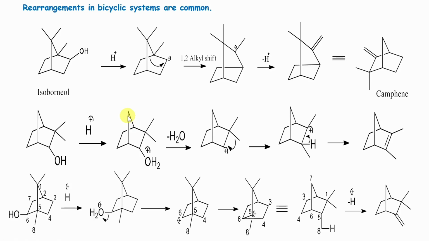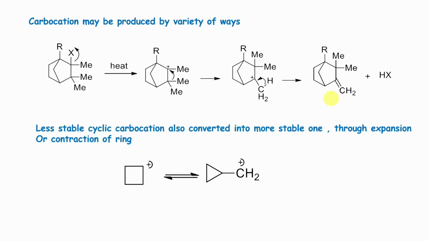So we can say this rearrangement, the Wagner-Meerwein rearrangement, is commonly seen in bicyclic systems. See, Wagner-Meerwein rearrangement usually involves carbocation shifts. This carbocation may be produced in a variety of ways, not only from the alcohol. Carbocation may be produced from halo compounds.